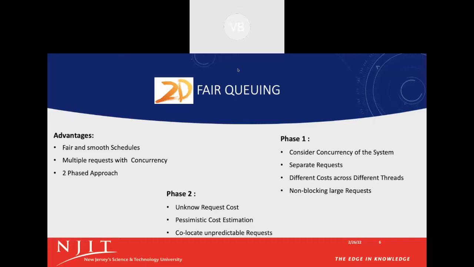In phase 2, cost determination based on request size and time of execution is calculated. For the unknown request cost, pessimistic cost estimation technique is used. And also collocate unpredictable requests together.